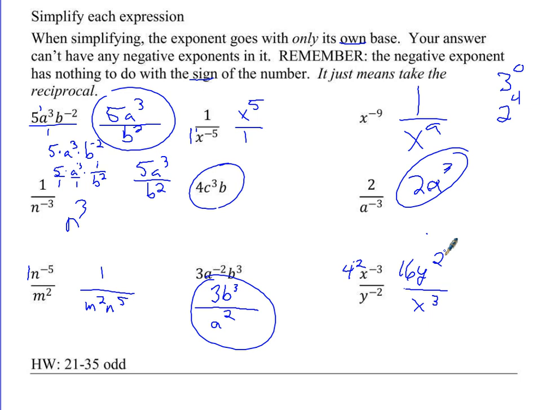All right. 21 through 35, that's like another, I don't know, 7 problems or something. Go for it.